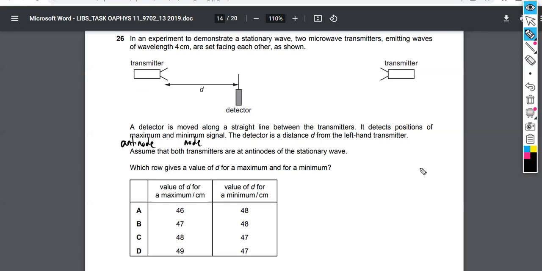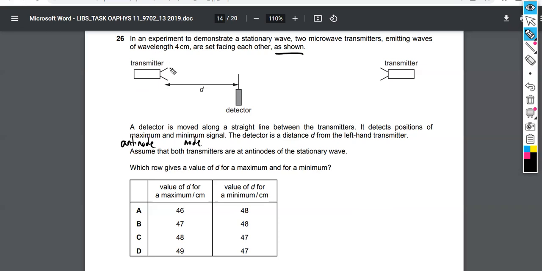The detector is a distance d from the left-hand transmitter, as shown. Assume that both transmitters are at antinodes of the stationary wave. Which row gives a value of D for a maximum and for a minimum?